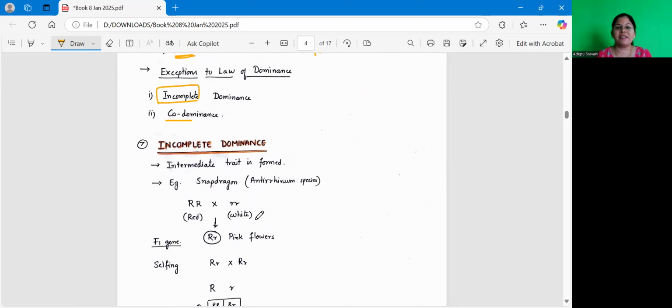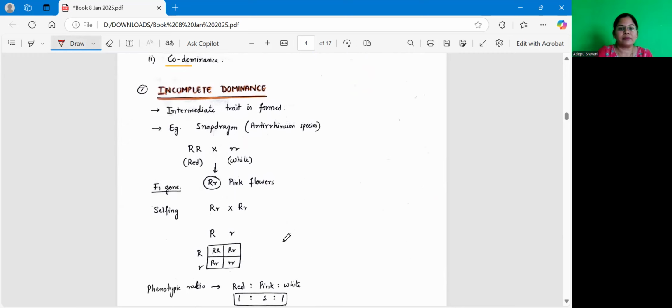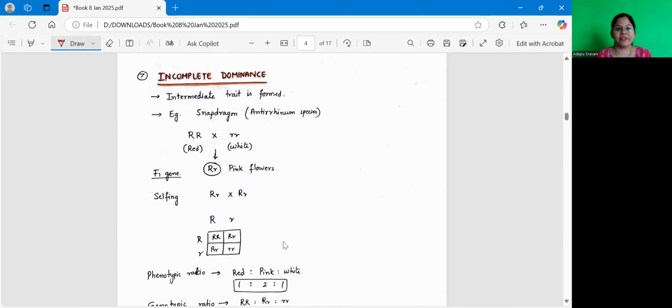Incomplete dominance is nothing but our blending. Okay, I have given you the example before. What is that? We have 2 types of flowers. Let us say in snapdragon, which is nothing but Antirrhinum, we'll see 2 types of flowers, red and white. Now, the red flower will be denoted by capital R, capital R. White flowers will be small r, small r.